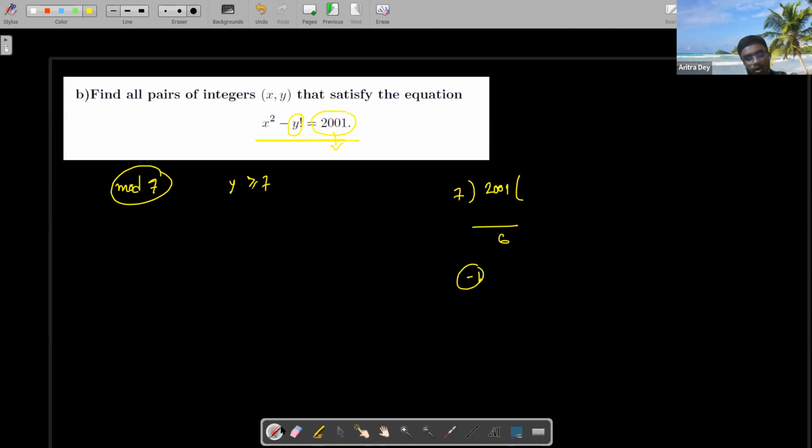So see that if you take modulo 7, then for y greater than or equal to 7, y factorial will be 0, but x square is congruent to -1 modulo 7. That is impossible.